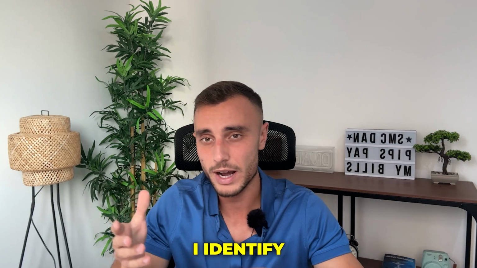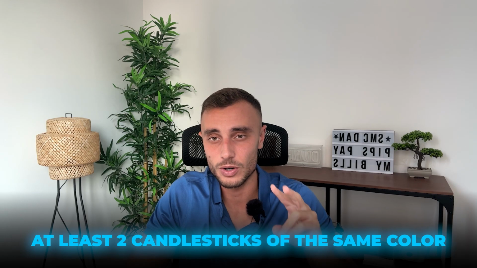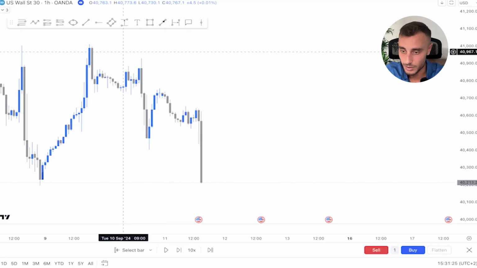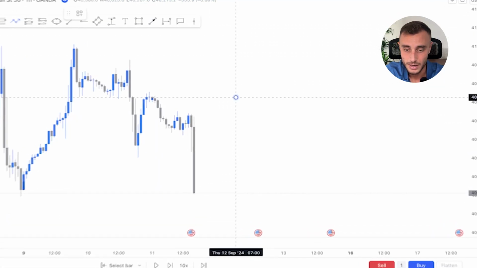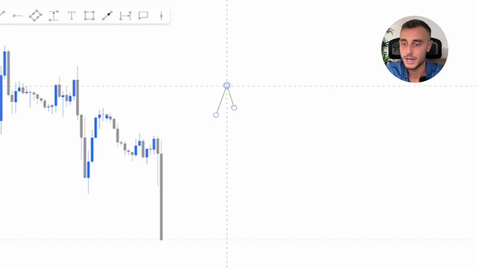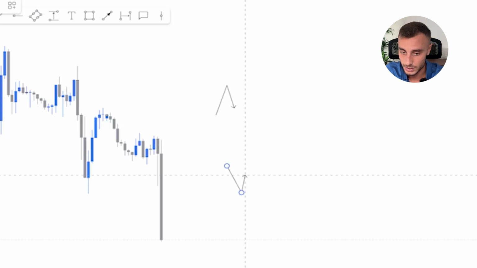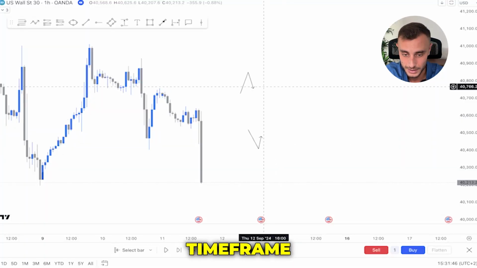Now you might ask, how do I identify a valid high? A valid high occurs when we have at least 2 candlesticks of the same exact color in a row. We need a move to the upside and then 2 bearish candlesticks in a row to the downside in order to create a valid high. Now, for a valid low, when price is moving down, we need at least 2 bullish candlesticks to the upside in order to create a valid low. So these are the liquidity levels that we need to identify on the hourly time frame.